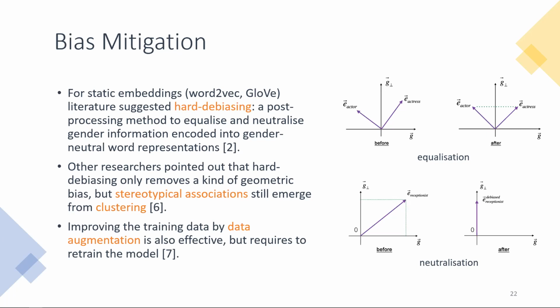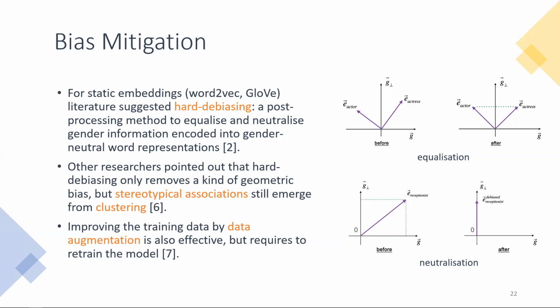So it means that you are in some way removing geometrically the semantics of gender from any word that should not have any gender connotation, such as receptionist in this case, which is a job and should not have any gender connotation. So by equalizing and neutralizing, you in theory should obtain an idealistic model that does not present any gender bias. But actually, what has been demonstrated is that language models are more complex than this. And even if you equalize and neutralize them, still, for instance, by clustering, you can still find some stereotypical associations.